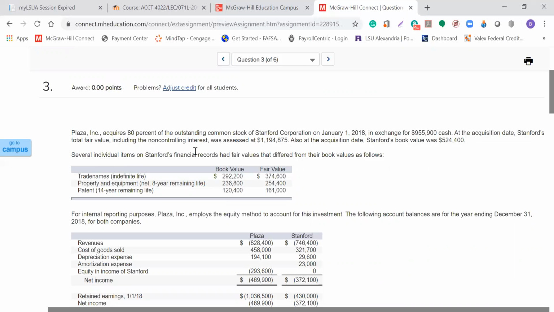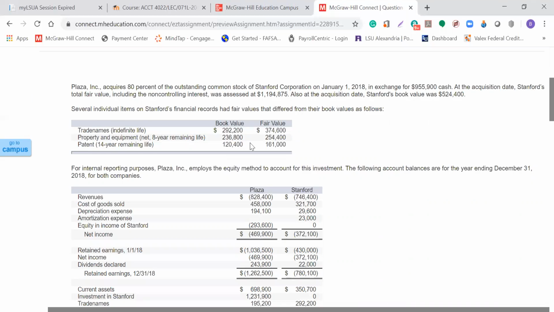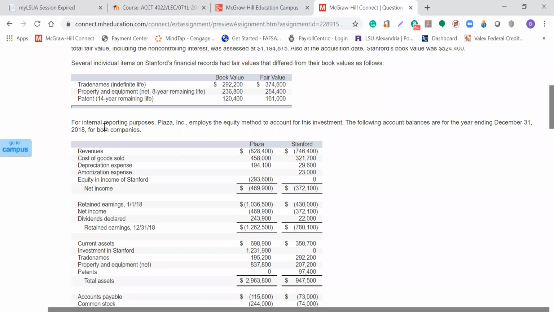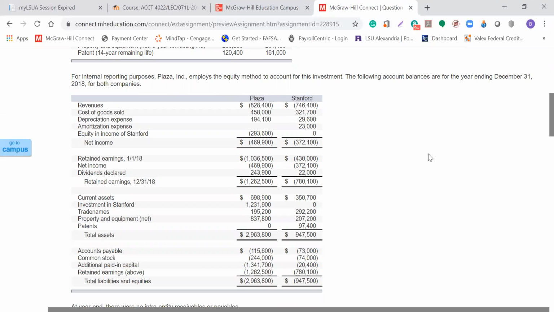Several individual items on Standard's financial records had fair values that differed from their book values. You can see here that each of these had a different fair value than the book value. For internal reporting purposes, Plaza Inc. employs the equity method, and here are the following balances for the year end.